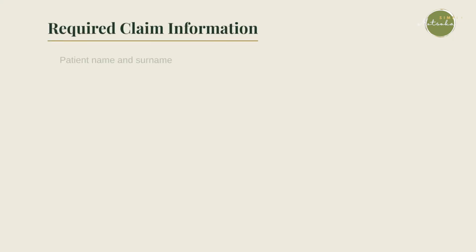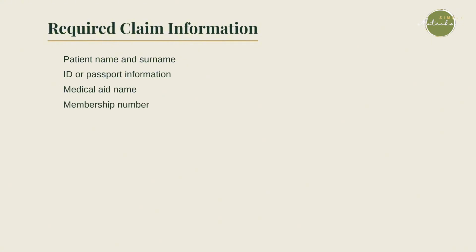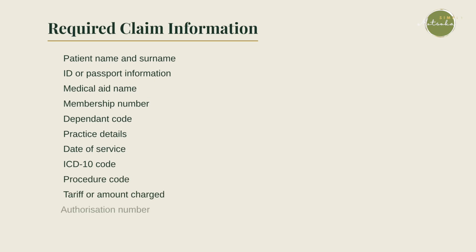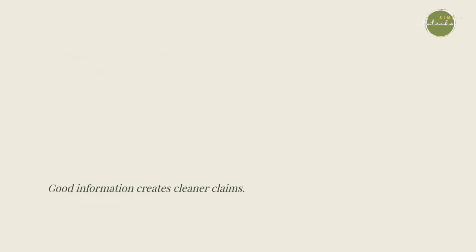A medical claim cannot be created from one piece of information. The medical biller needs several important details. If any important detail is missing or incorrect, the claim may be delayed or rejected. These details normally include the patient's name and surname, the patient's ID or passport information, the medical aid name, the membership number, the dependent code, the doctor's practice details, the date of service, the diagnosis or ICD-10 code, the procedure or service code, the tariff or amount charged, and an authorization number when authorization is required. Good information creates cleaner claims.